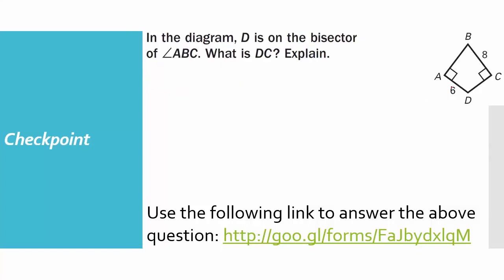Checkpoint problem number 2. In the diagram, D is on the bisector of angle ABC. What is DC? Explain. For this question, they're asking you what is the value of DC and how did you get that value?